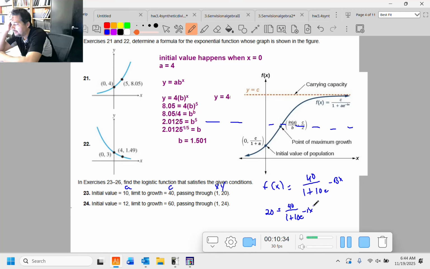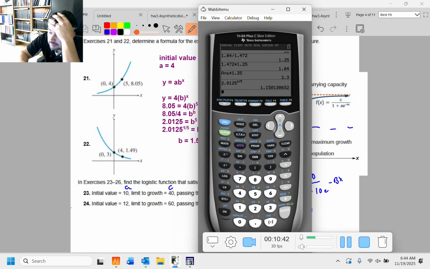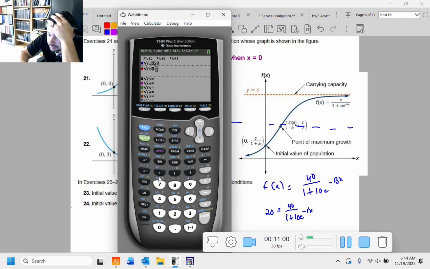And I really don't have a problem with you guys using a calculator. Your job is just to figure out what b is. That's all it is. So we're going to put 20 into y1. Math, numerator over denominator. We got a 40 up top. 1 plus 10 e, that's the second natural log, to the negative x. And we're going to figure out what x is.